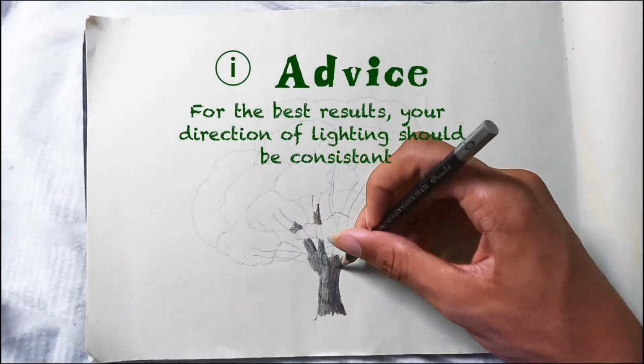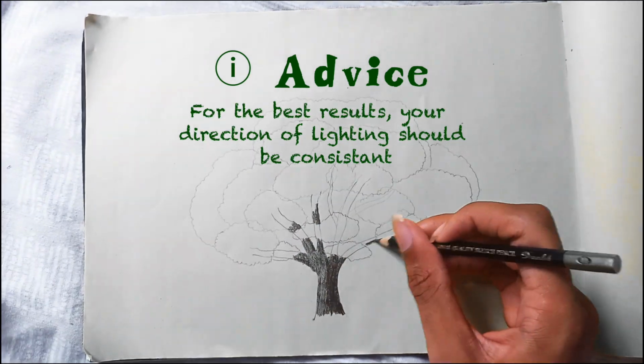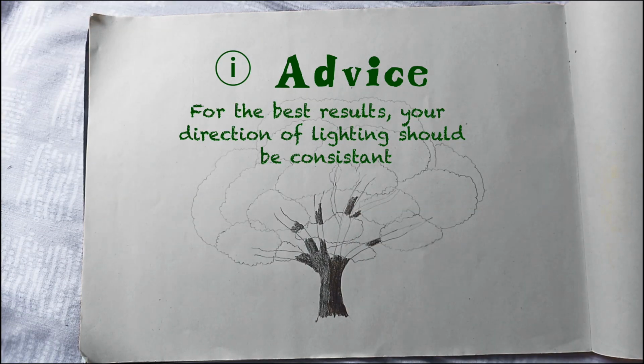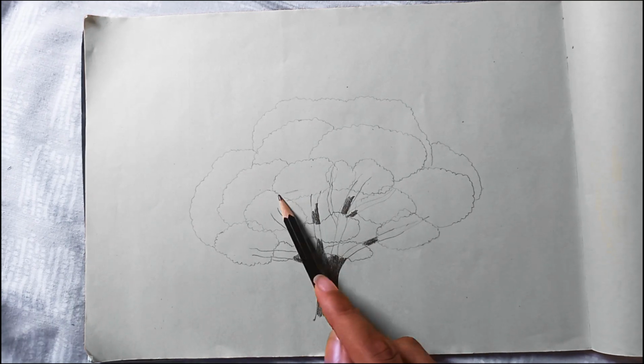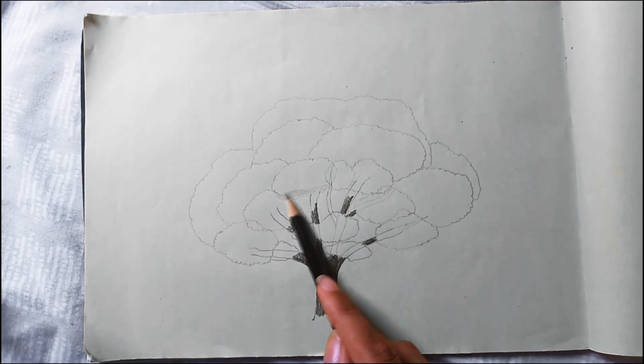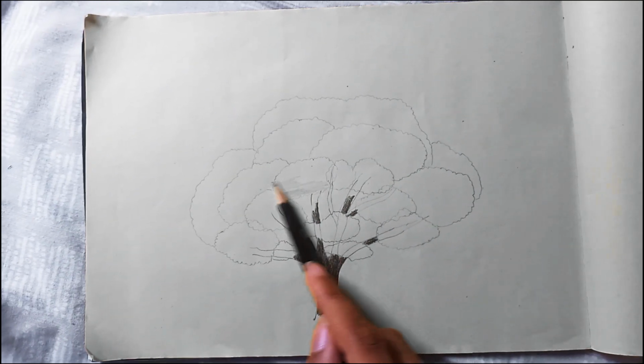Also be careful not to shade within the ovals, so we can later represent leaves coming towards us. Now, for every single oval, we're going to shade it in at a consistent tone. This will give us a base tone to work off of.